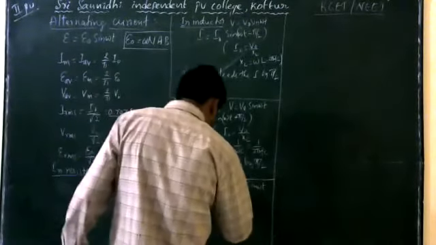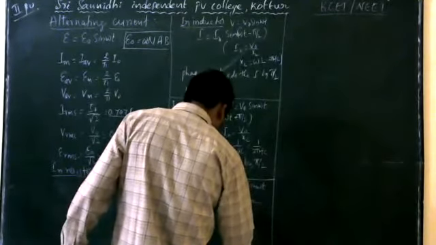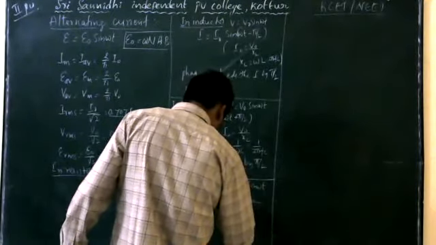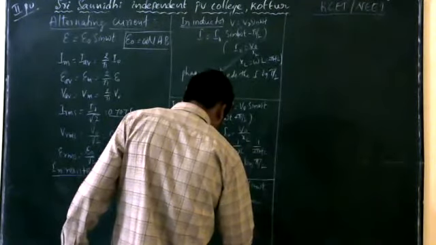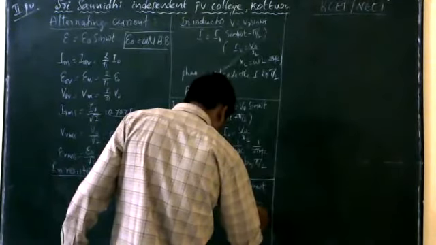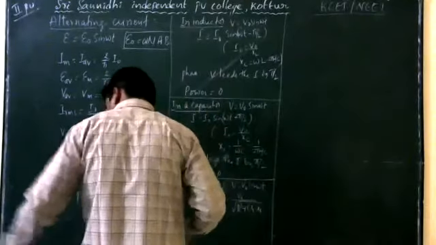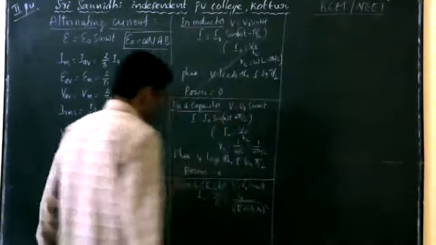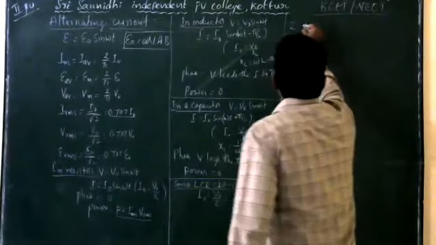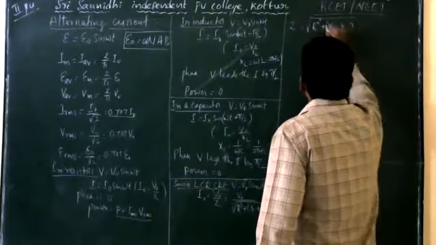Hence, the equation is V0 divided by the root of R square plus XC minus XL, whole square. This is the impedance. That is the impedance. Z is equal to root of R square plus XC minus XL whole square.